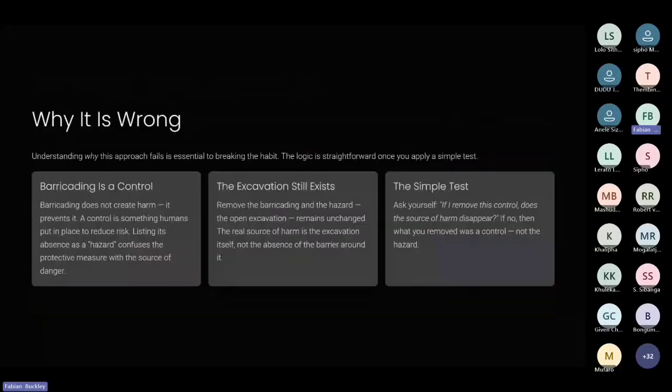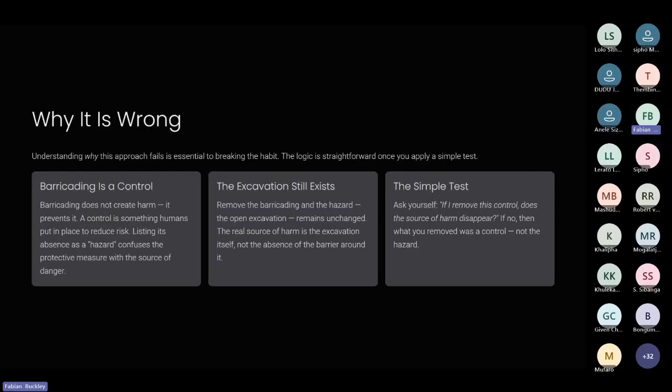Okay, so now we're going to see why is it wrong. Understanding why this approach fails is essential to breaking the habit. The logic is straightforward once you apply a simple test. Barricading is a control. Barricading does not create harm. It prevents it. A control is something humans put in place to reduce risk. Listing its absence as a hazard confuses the protective measure with the source of danger.